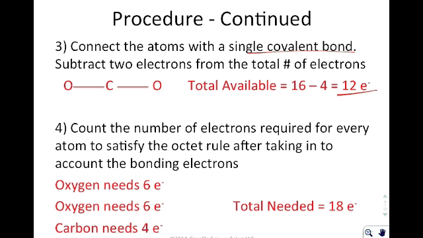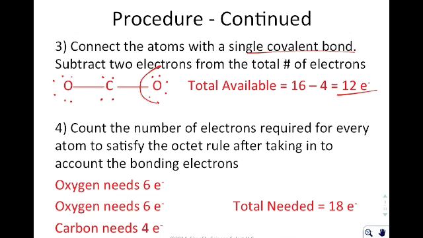I say, okay, oxygen needs 1, 2, 3, 4, 5, 6, and then it would think it has 8. Remember the whole idea of the octet rule. Carbon thinks that it has 1, 2, 3, 4, so it needs 1, 2, 3, 4 more. And this oxygen likewise needs 6.